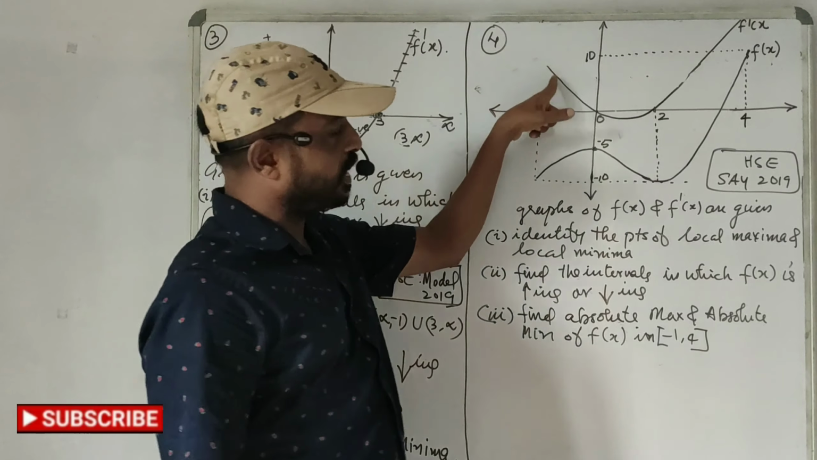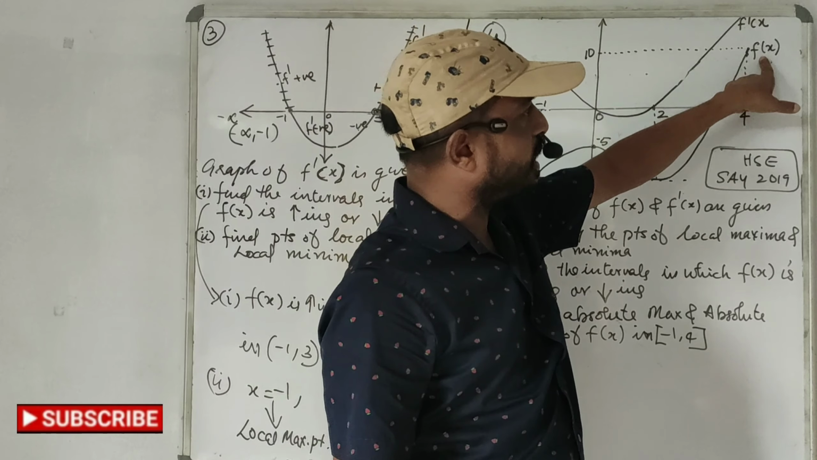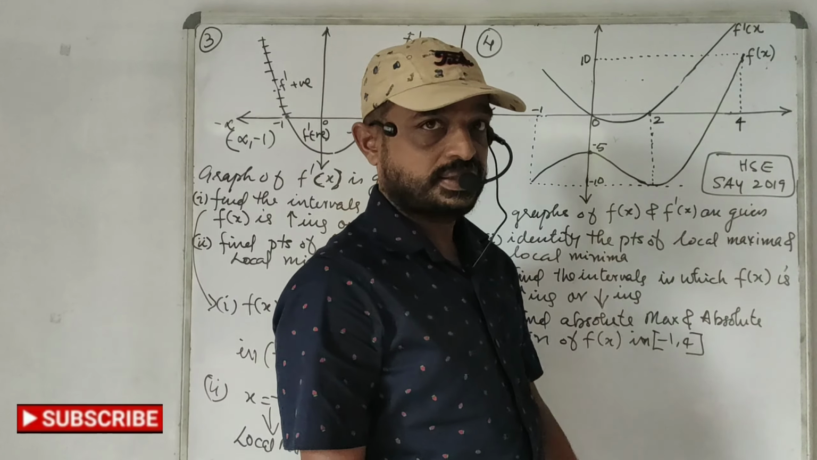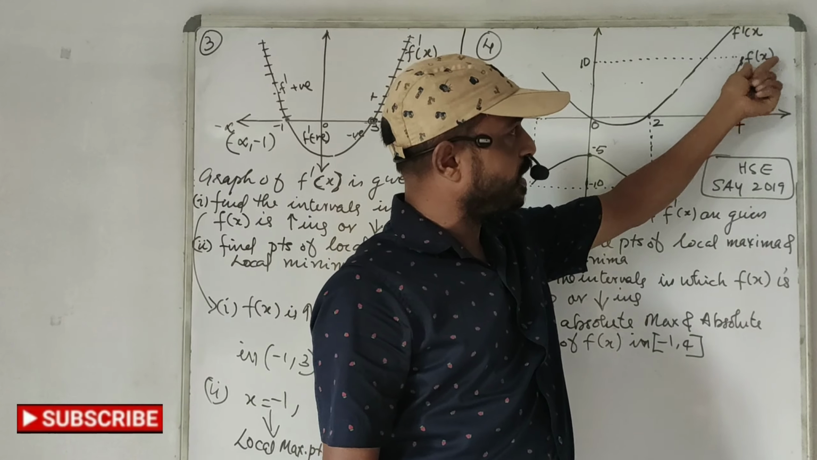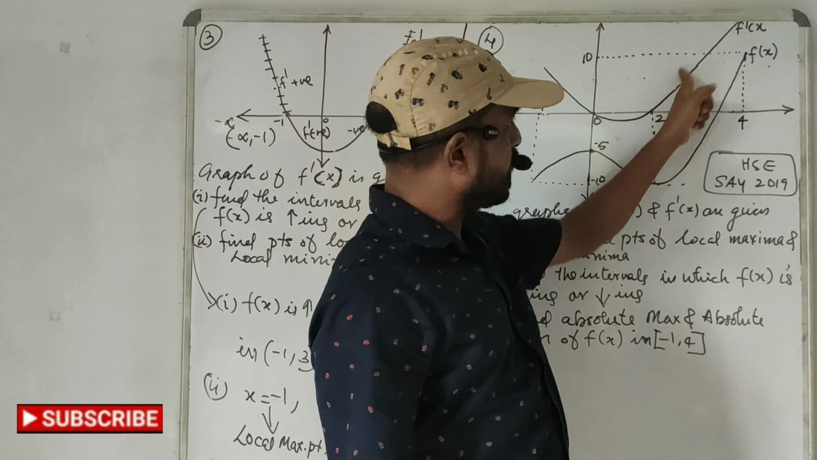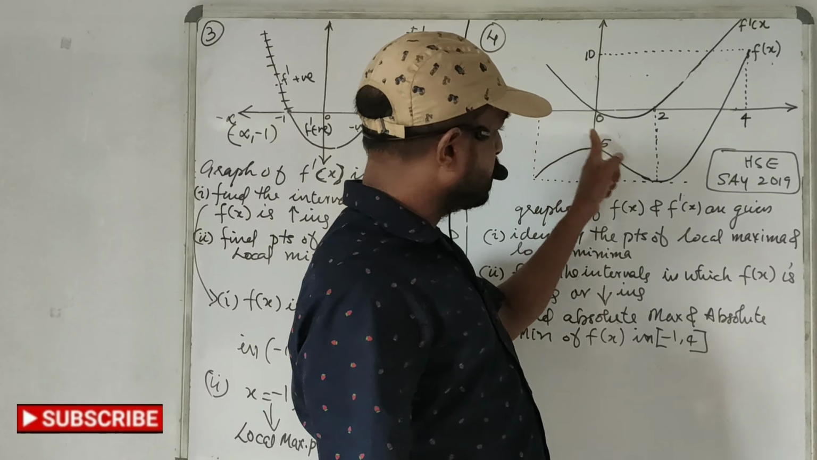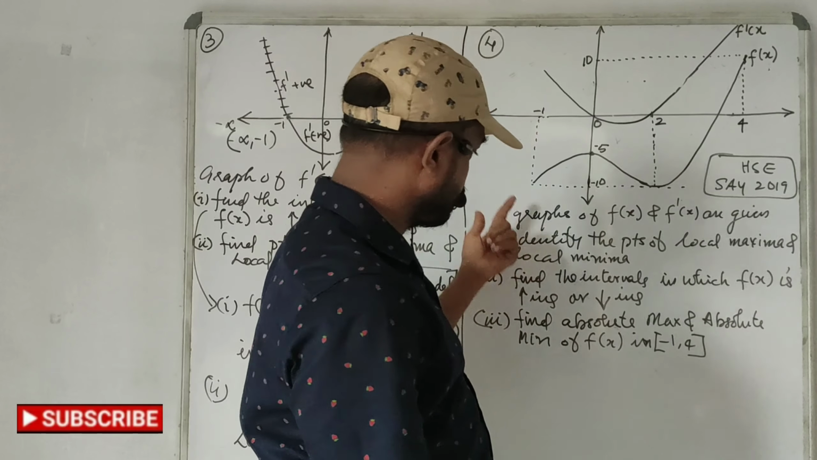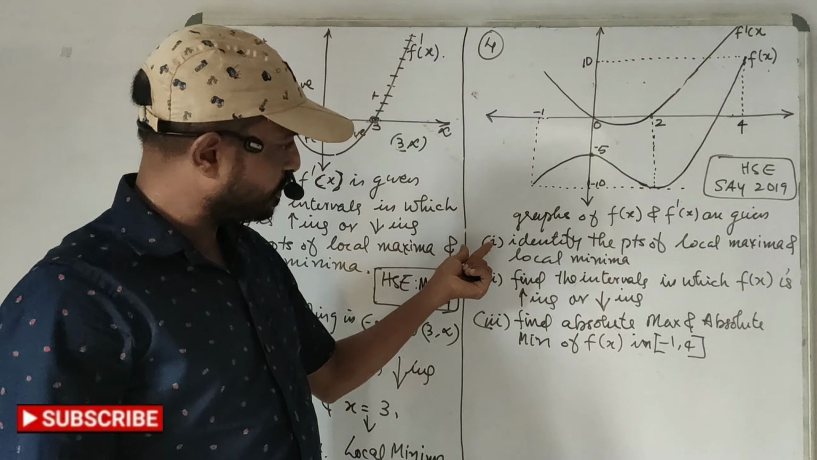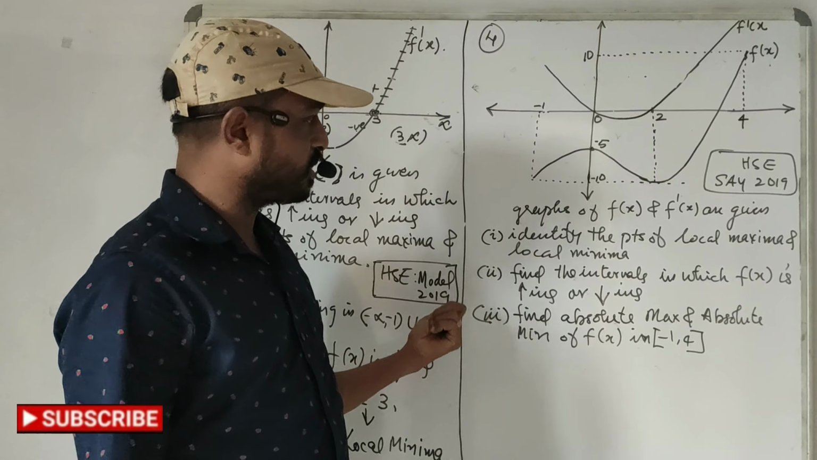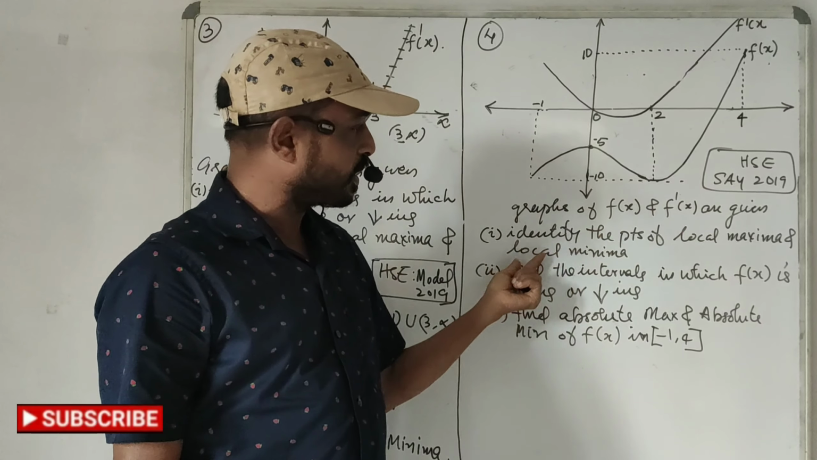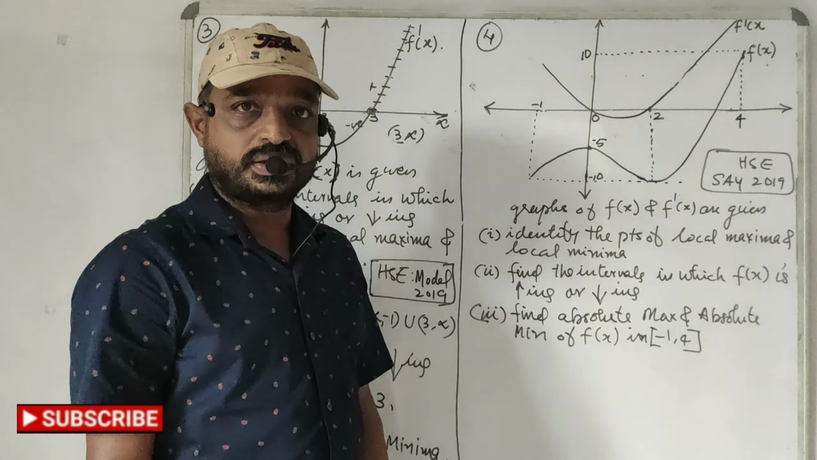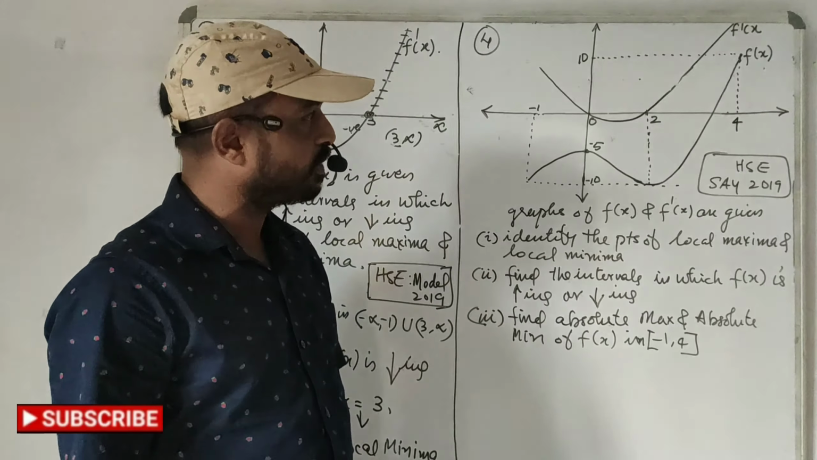Here we are given the graph of f of x and f dash of x. This is the graph of f dash of x and this is the graph of f of x. You are asked 3 questions. Identify the points of local maxima and local minima. How do you identify the points of local maxima and local minima?